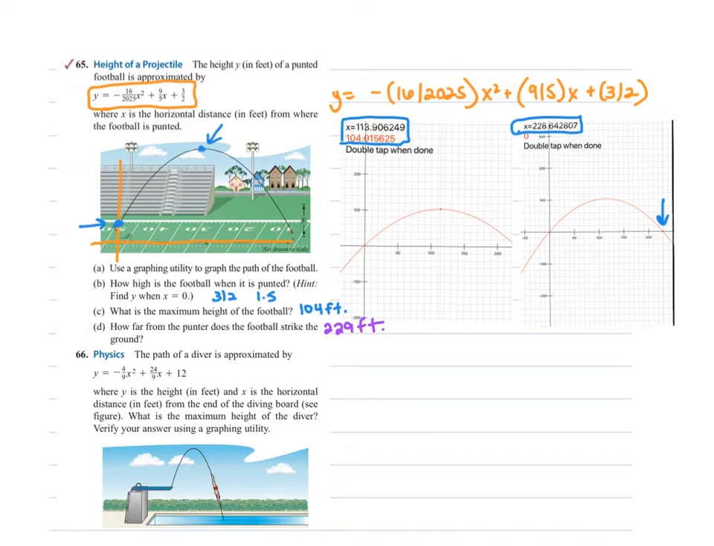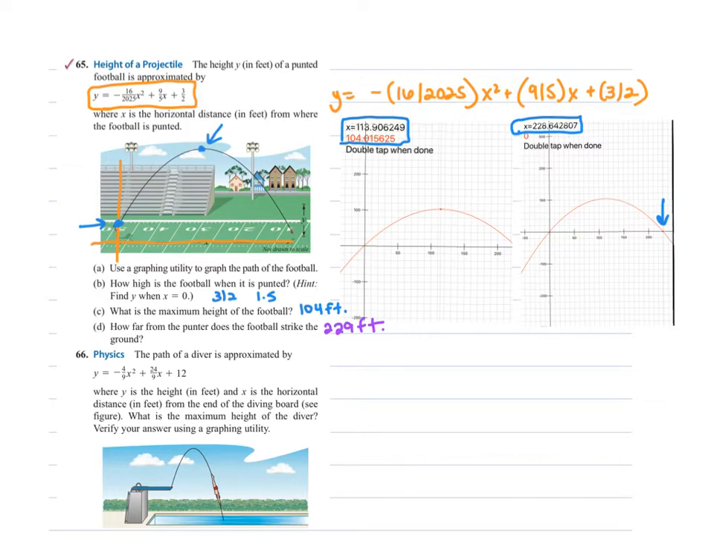Example 66 from the book says the path of the diver is approximated by negative 4/9 x squared plus 24/9 x plus 12, where y is the height in feet and x is the horizontal distance in feet from the end of the diving board. What's the maximum height of the diver? And then verify your answer using a graphing utility.